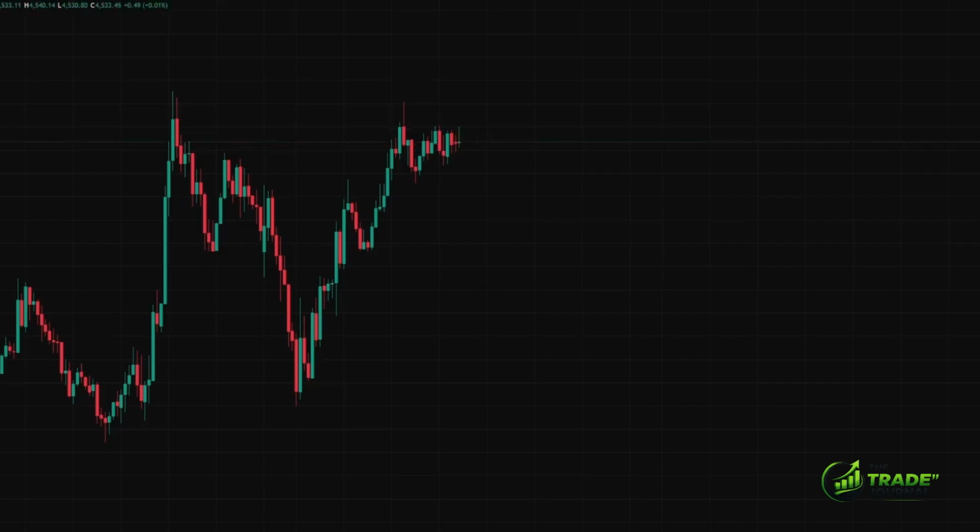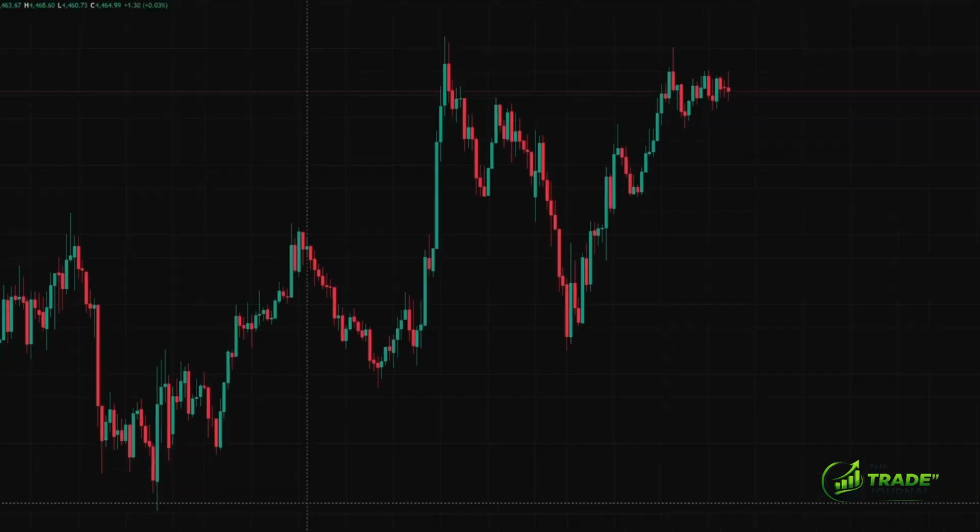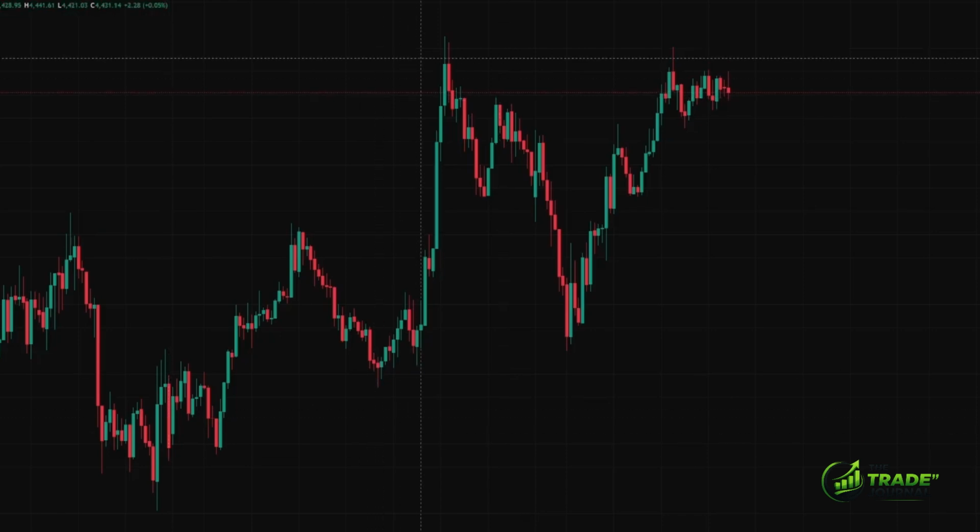A bullish order block is the last down close candle, or bearish candle, right before the market aggressively shoots upward. Conversely, a bearish order block is the last up close candle, or bullish candle, right before the market aggressively drops down. In English trading terms, we call it the last down bearish candle before a bullish impulsive move, or the last up bullish candle before a bearish impulsive move.